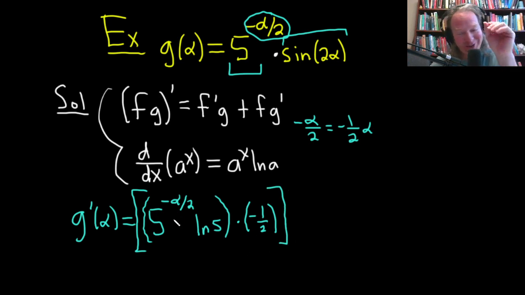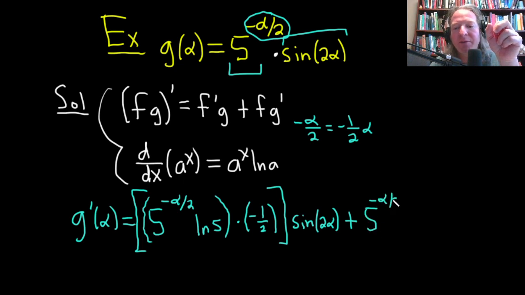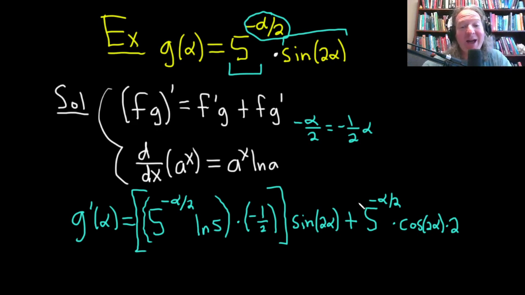Again, it's the derivative of the outside, evaluated at the inside, times the derivative of the inside, times the second. So sine of 2 alpha. Okay, plus the first function, which is 5 to the negative alpha over 2, times the derivative of the second. The derivative of sine is cosine, but here we have a chain rule, so it's cosine of 2 alpha. That's the derivative of the outside, times the derivative of the inside, which is 2. So that would be the derivative.